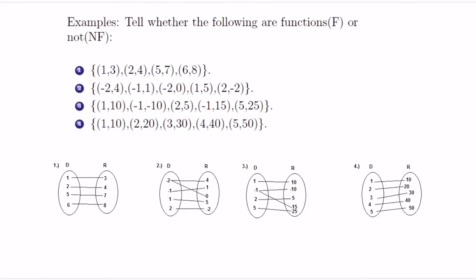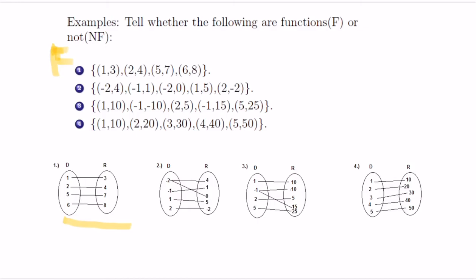Okay, tell whether the following are functions (f) or not (not f). For example, number 1. Is this a function? Look at the first component. We have 1, 2, 5, and 6. Okay, looking at the mapping diagram, no two ordered pairs have the same first component. So number 1 is a function. Look at that. 1 is only mapped to 3, 2 is only mapped to 4, 5 is only mapped to 7, and 6 is only mapped to 8. Now how about example number 2?